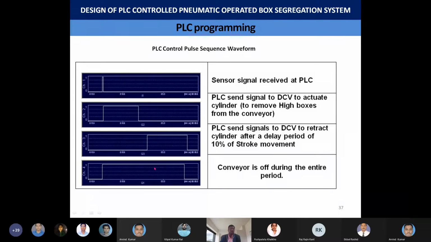So this is the signal flow diagram for the conveyor motor. These are the solenoid output signal flows, and this is the sensor signal flow.